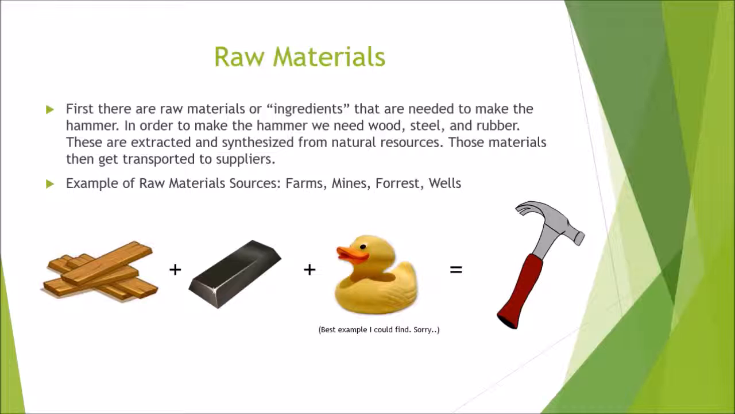First, there are raw materials or ingredients that are needed to make the hammer. In order to make the hammer, we're going to need some wood, steel, and rubber. These are extracted and synthesized from natural resources. Those materials then get transported to the suppliers. Examples of raw material sources are farms, mines, forests, and wells.